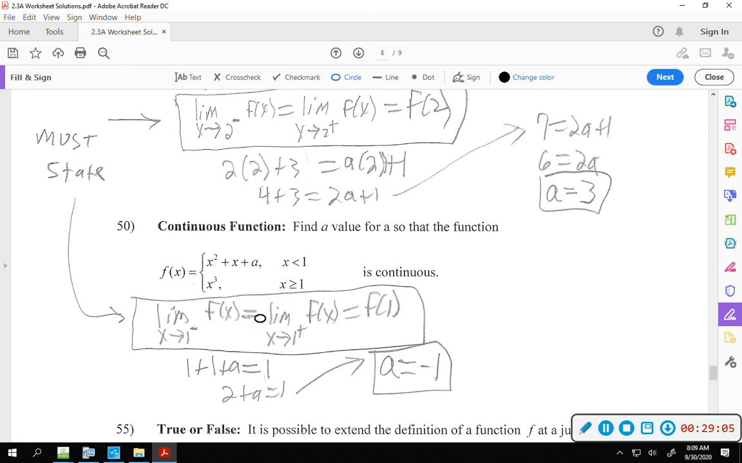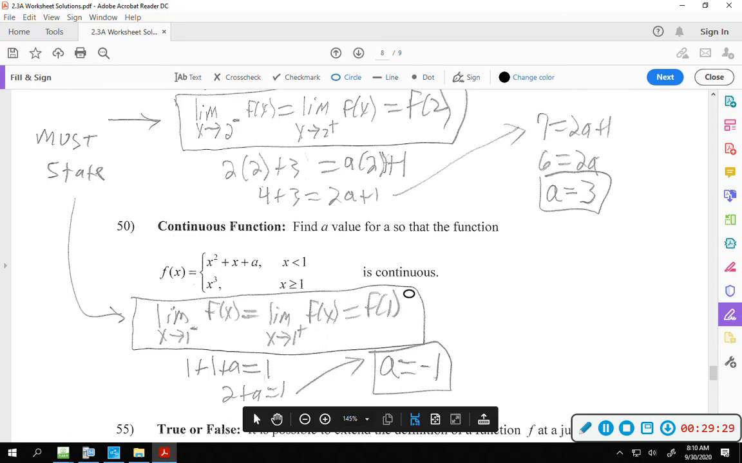This is the definition of continuity. That the left-hand limit equals the right-hand limit, therefore we have a limit, and that the value of the function equals the value of the limit. In this case, the breaking point is 1. So the limit as x approaches 1 from the left of this function has to equal the limit as x approaches 1 from the right of this function, and it has to equal f at 1.